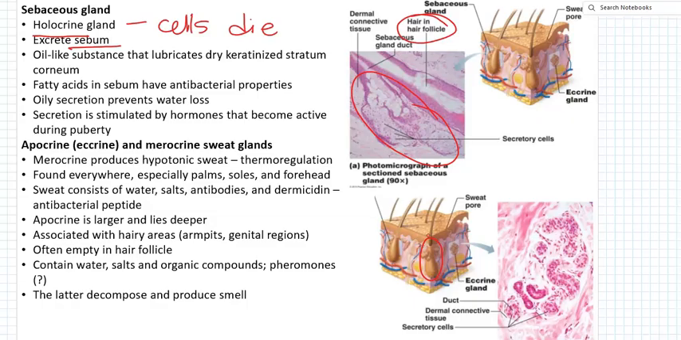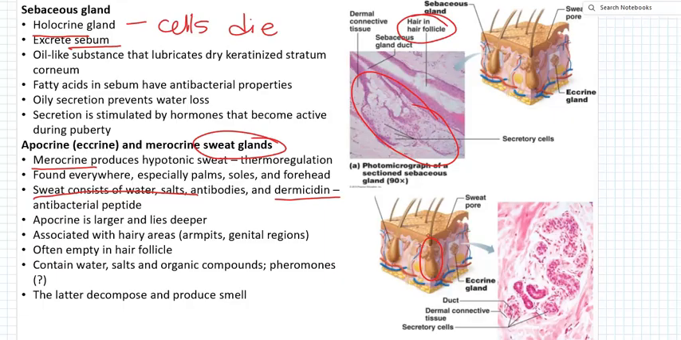Making sense? Okay. Now, sweat glands produce sweat. There are two types of sweat glands. First are merocrine glands. Merocrine sweat glands produce, we call it hypotonic, I call it watery sweat. So it's a lot of water, a little bit of sodium chloride, and a little bit of the antibacterial protein dermicidin. But mostly water and sodium chloride.